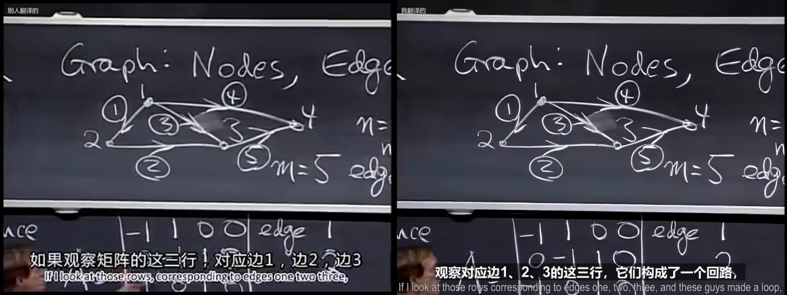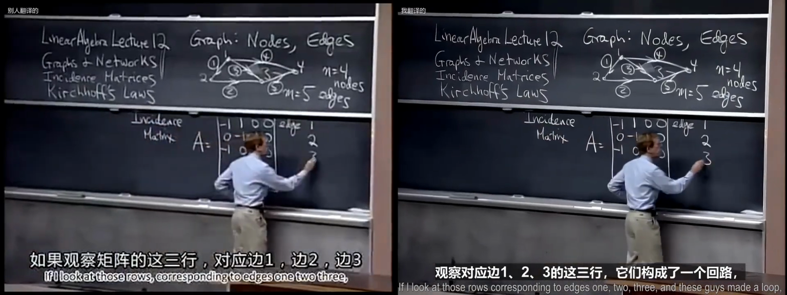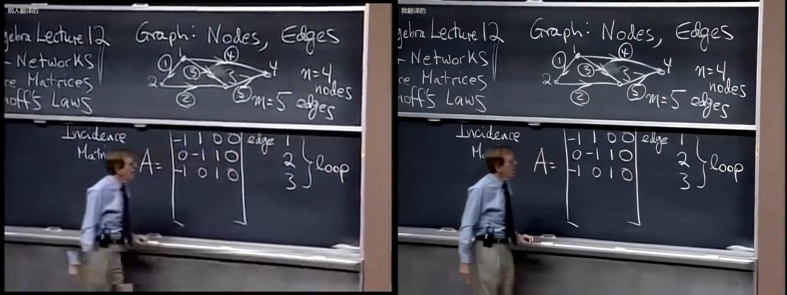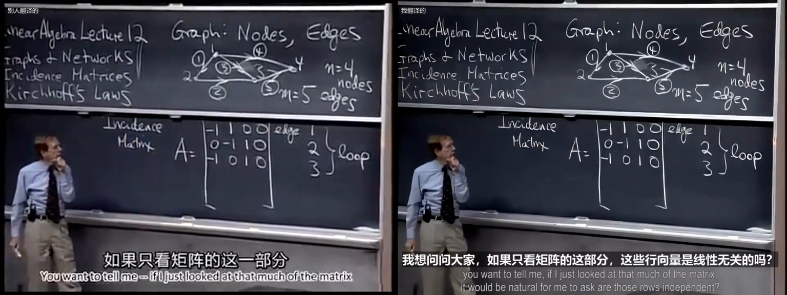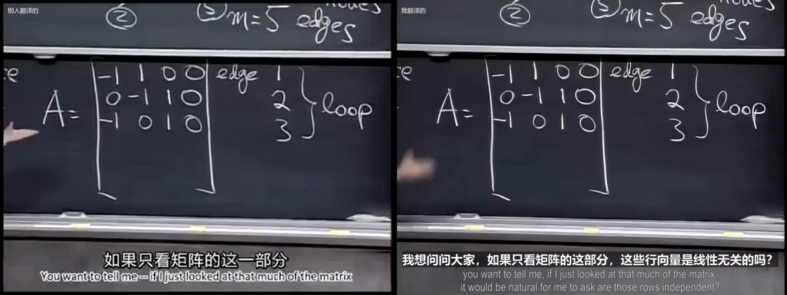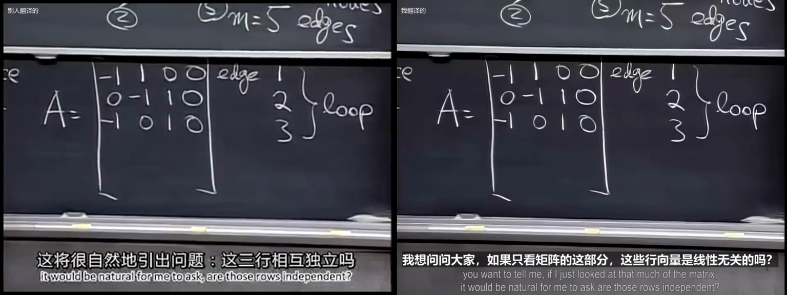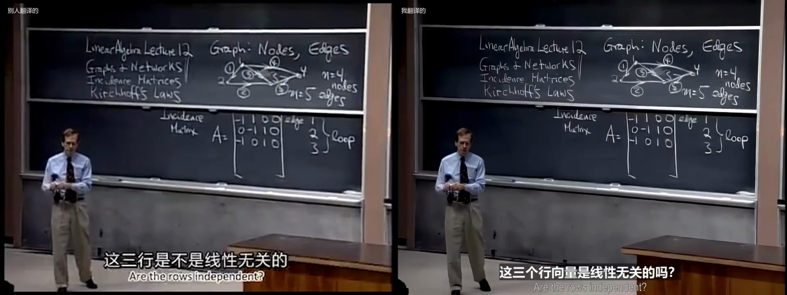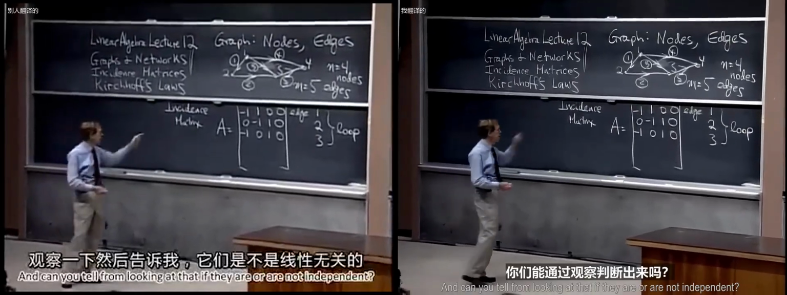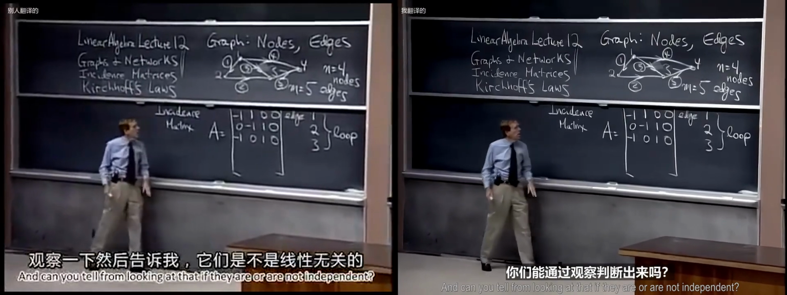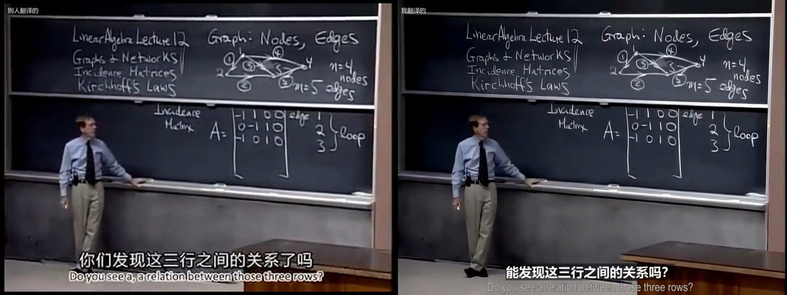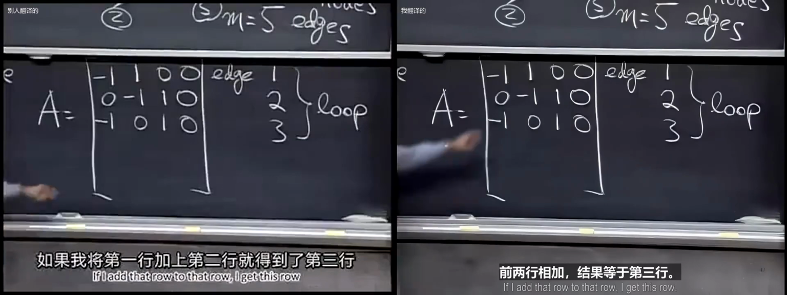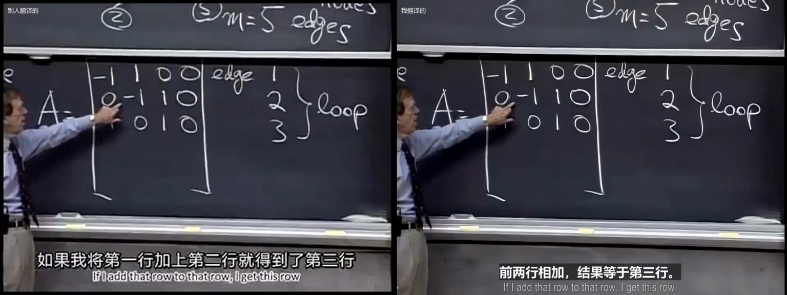If I look at those rows corresponding to edges 1, 2, 3, and these guys made a loop, it would be natural for me to ask, are those rows independent? Can you tell from looking at that if they are or are not independent? Do you see a relation between those 3 rows? Yes. If I add that row to that row, I get this row.